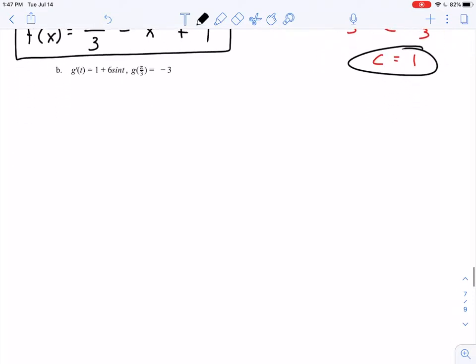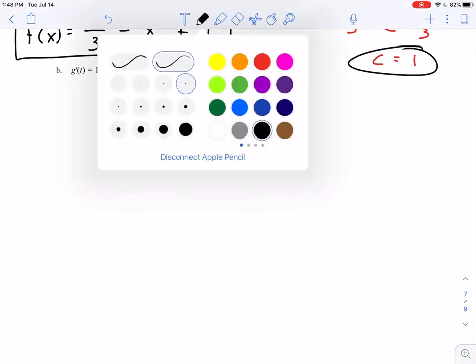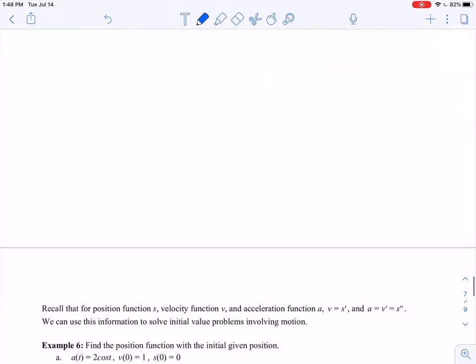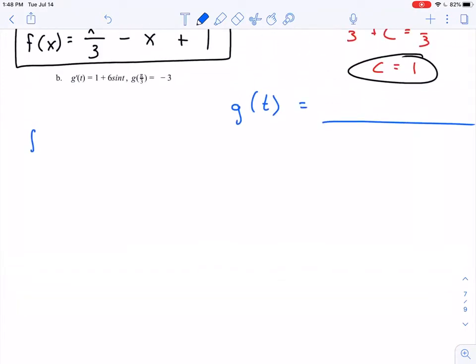Next, I have g prime of t is equal to 1 plus 6 sine of t, where I'm told g of pi over 3 is equal to negative 3. So again, I'm starting with the derivative. I want to end up with g of t, the original function, is equal to blah. So I want the antiderivative. I want to integrate this function. So I want to integrate 1 plus 6 sine t dt.